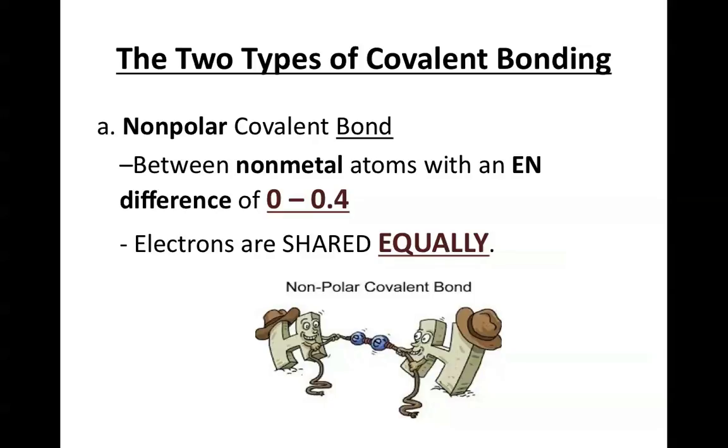So the first type is called a nonpolar covalent bond. This occurs between two nonmetal atoms with an electronegativity difference of 0 to 0.4. So it has to be 0.4 or less when we subtract each atom's electronegativity from the other. If we have this range and we have a nonpolar covalent bond, we say that the electrons are shared equally. So each nonmetal is of similar strength to each other, so they're able to share them equally.